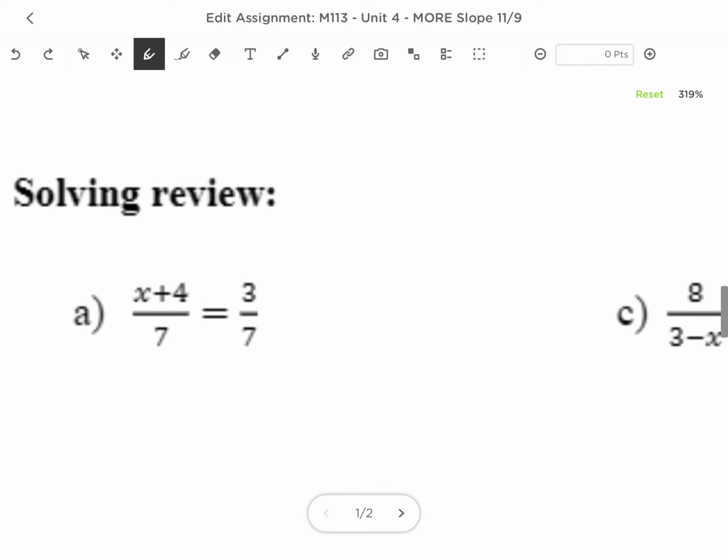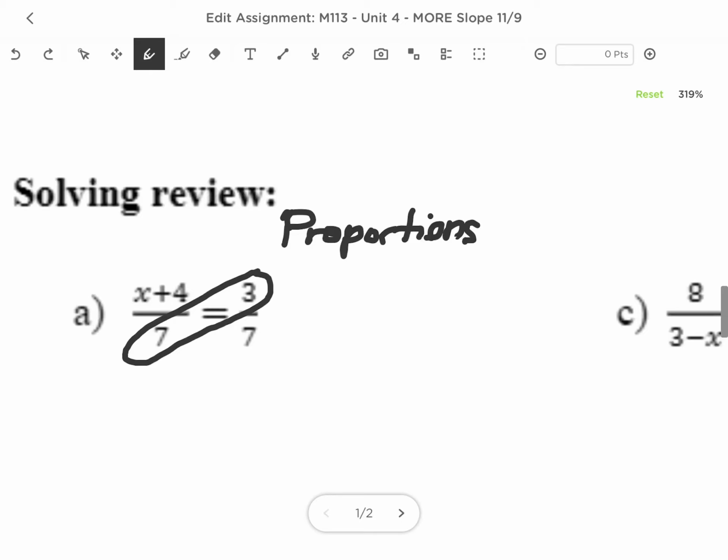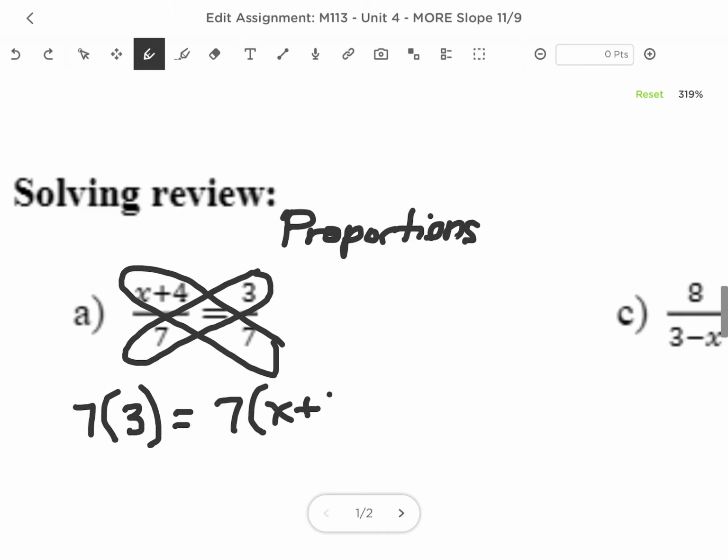So below this, we have a little solving review. So these are proportions. And when we solve proportions, if you remember, we did the butterfly effect here to cross multiply. So I had 7 times 3 equals 7 times x plus 4. 21 equals 7x plus 28.